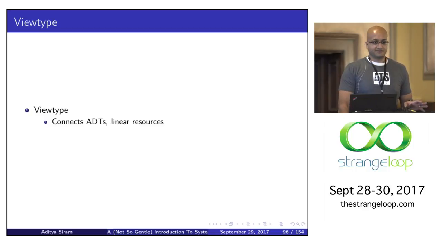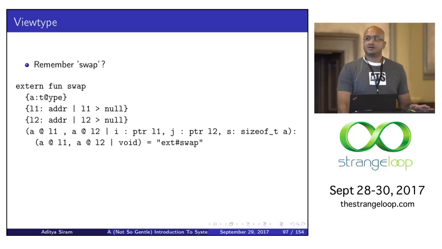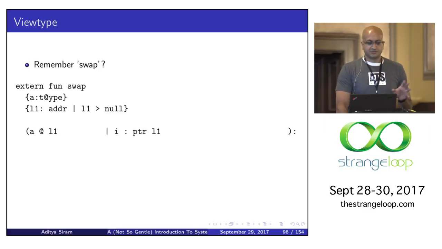To see what a view type is, here's the problem. This is the swap definition that we saw earlier. Taking away some of the duplication, here's what we have. We have a type of unknown size, we have an address greater than null, we have a pointer to that address, and some proof that there's something of type A at that address. This comes up a lot, right? A pointer to something that you want to know is not null that has something inside of it. If we're going to work with ATS at a higher level, we need to somehow package all these things up.